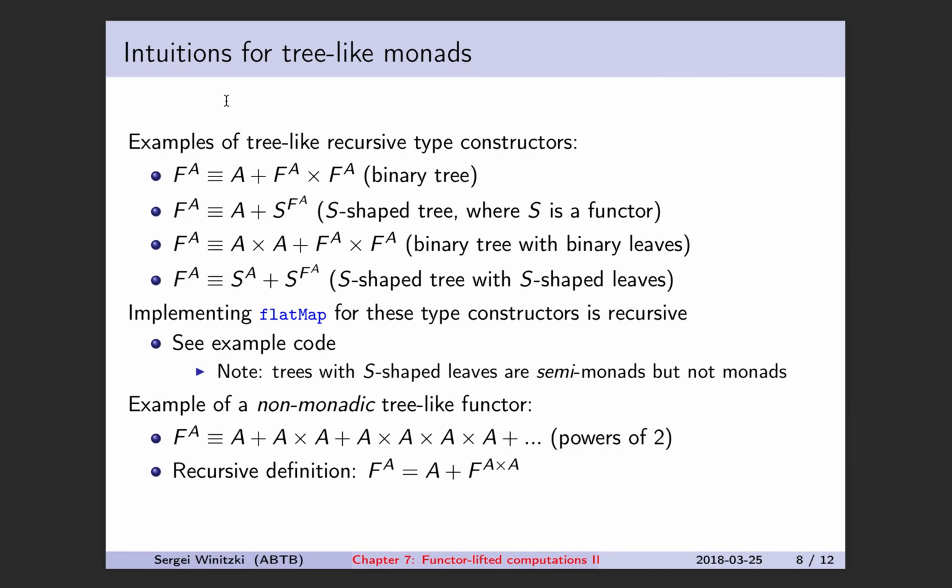The next kind of monads is tree-like monads. They're recursively defined and they have a tree shape. So I show examples of binary tree or arbitrarily shaped tree, or also binary tree with binary leaves and arbitrarily shaped tree with leaves. And the shape is described by an arbitrary functor. I show in example code how flat map is defined for these type constructors. I also give an example of a non-monadic tree-like container, which is a binary tree that is always full. It always contains all leaves at some level, which can be defined like this, but this is not a monad.